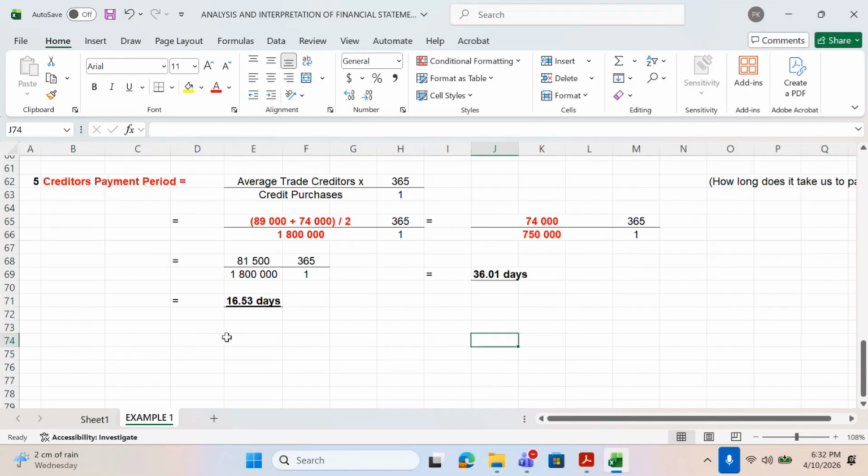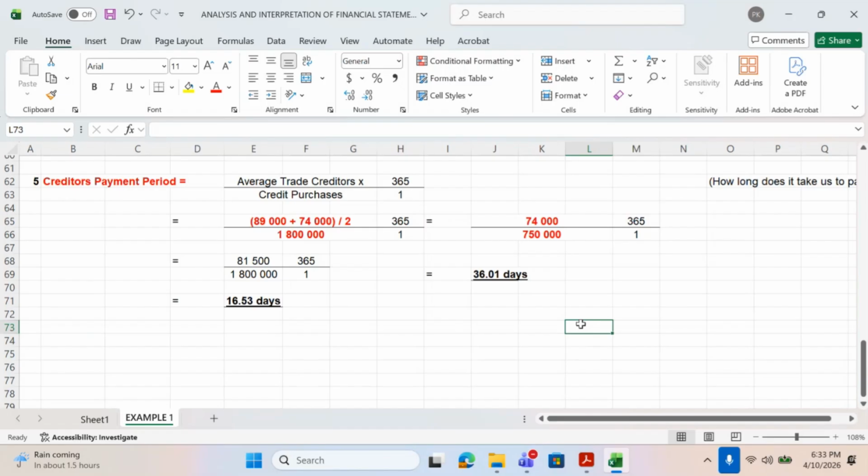Now, is this an improvement or a decline? Fine, a decline. Why are we saying it's a decline? Because if we pay our creditors too early, then you might run into cash flow problems. Exactly, very good on that. You may have some cash flow problems. Sometimes it can be good. It depends on how you explain it.